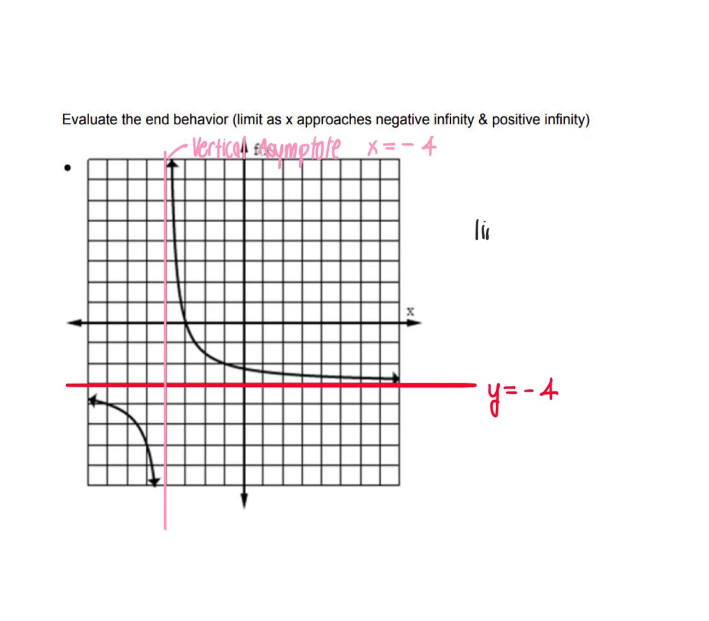So then the limit as x approaches infinity of f of x, again, is -4. And then the limit as x approaches negative infinity of f of x is also -4.